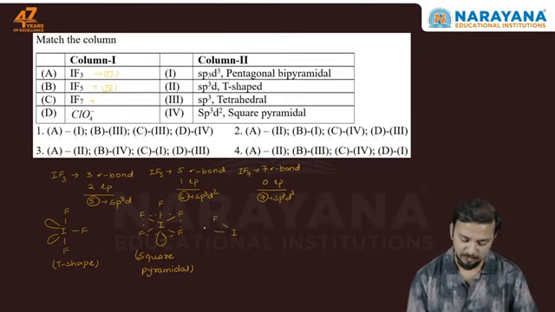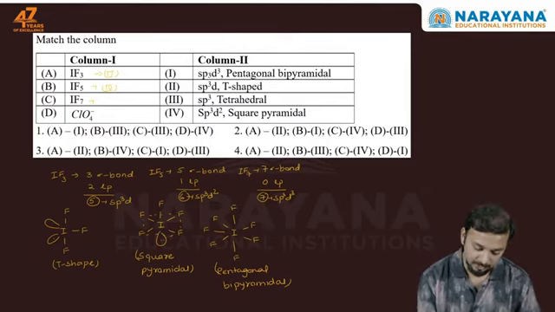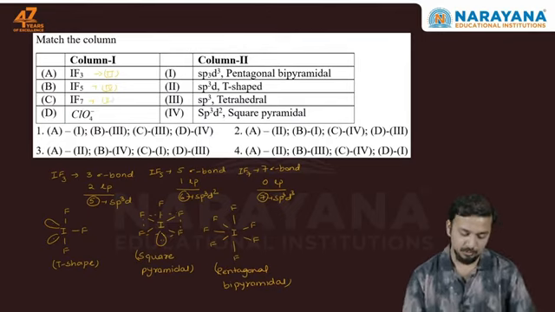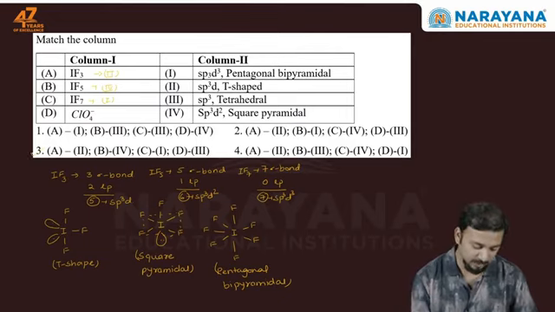It means geometry of this molecule will be pentagonal bipyramidal. So let me write over here. It is pentagonal bipyramidal. Pentagonal bipyramidal means it will be option 1. So A is 2, B is 4, C is 1. So it has to be option 3.